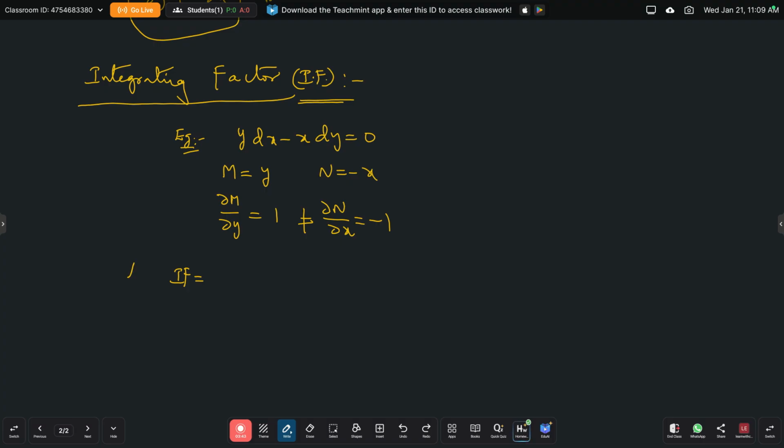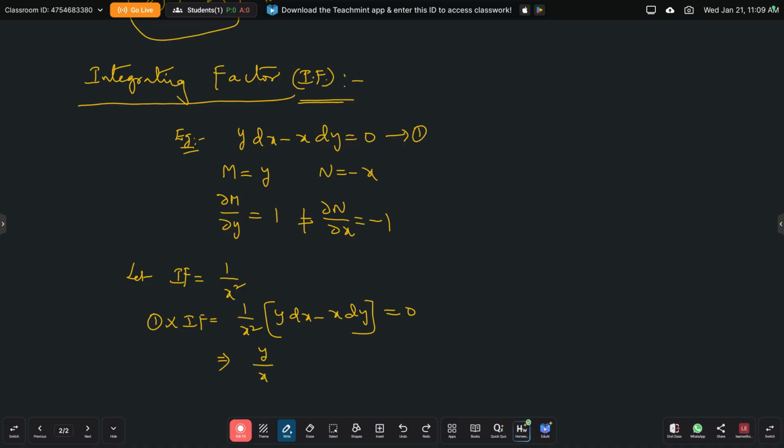Now, let the integrating factor for this differential equation be chosen randomly as 1/x². For example, I take 1/x². Let us consider this as equation 1. I have to multiply equation 1 with this integrating factor. So, 1/x² multiplied with y dx minus x dy equal to 0. Both sides I am multiplying with 1/x².